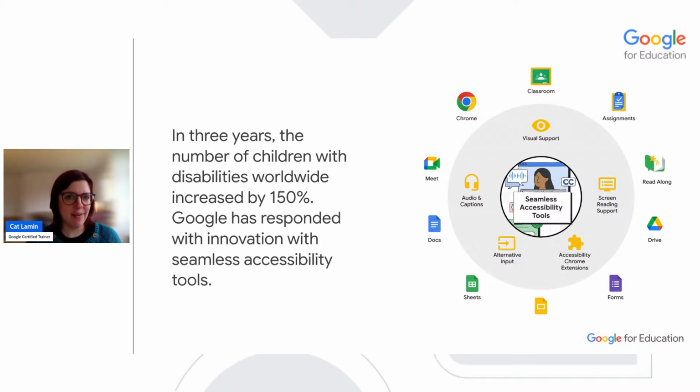In the next 3 years, they reckon that the number of children with learning difficulties and disabilities is going to increase by 150%. That's a huge increase. But all of the Google tools, you can see there, lots of the big popular ones have got these built-in bits and pieces to make sure that they're accessible. And we are going to just briefly mention Read Along if we get time later, but otherwise we're going to look at different tools. So let's jump to my screen.